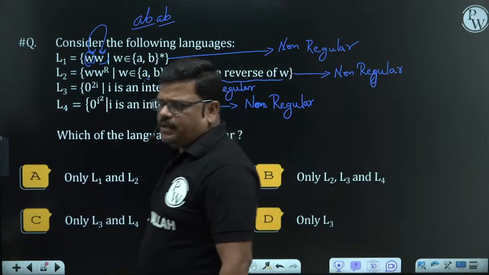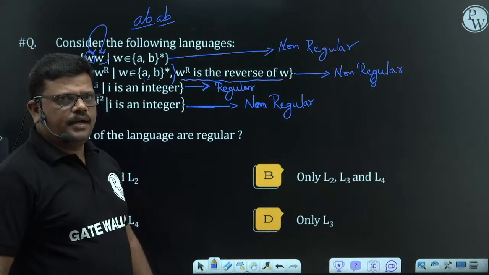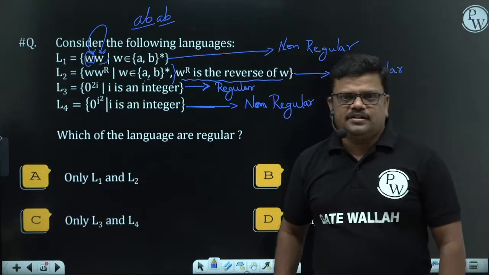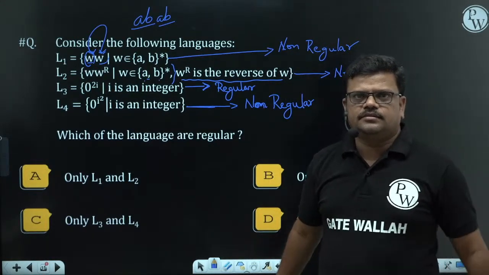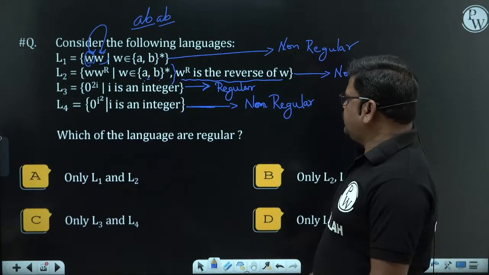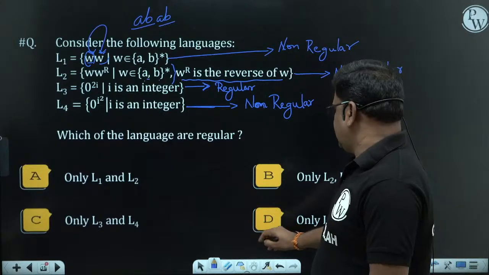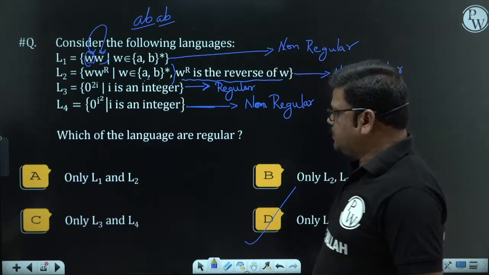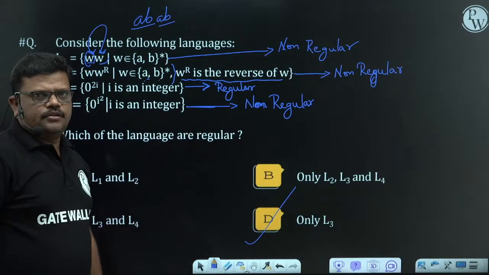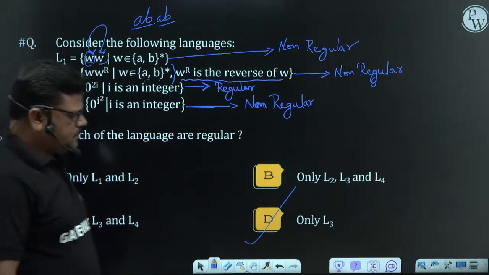So the major concept here is comparison. Where comparisons exist and where comparisons do not exist. If comparison exists, we can clearly say that it is non-regular. Out of all these, he is asking which language is regular. The regular one is L3 only. So the answer is D. This is the question for 2 marks.